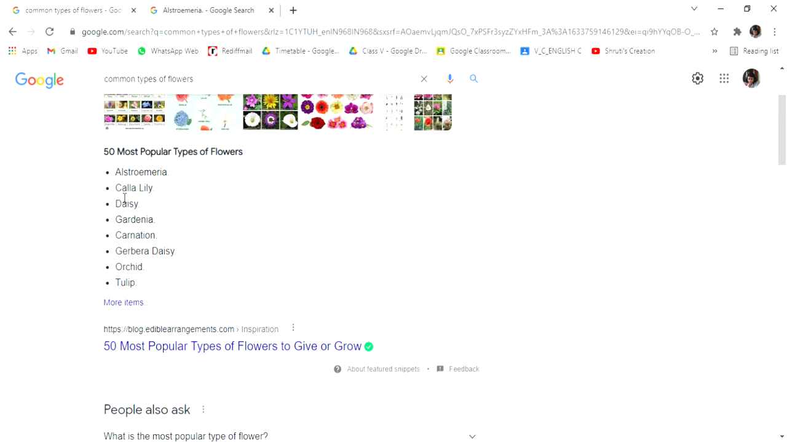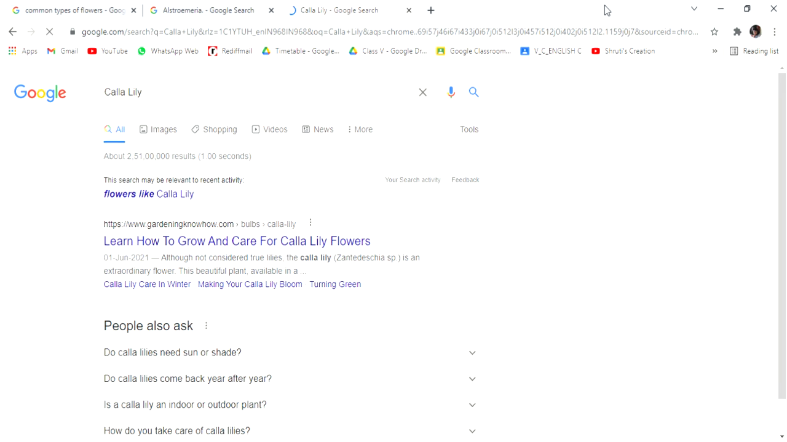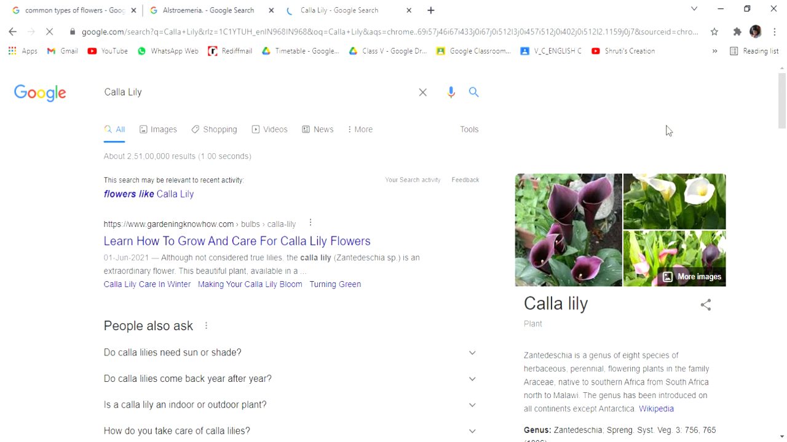Now Calla lily. Let us see what is Calla lily. How does it look? How many colors does it have? Many colors, like we learned for Alstroemeria. Same. Now this is Calla lily.